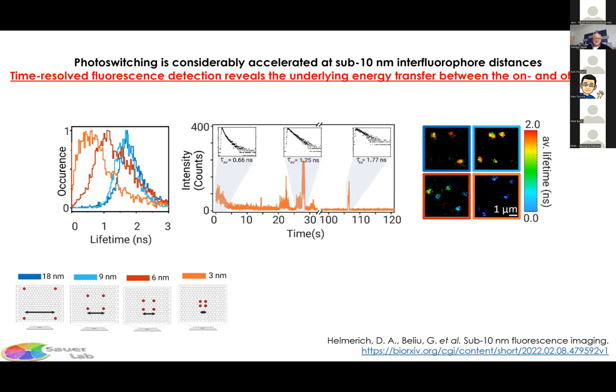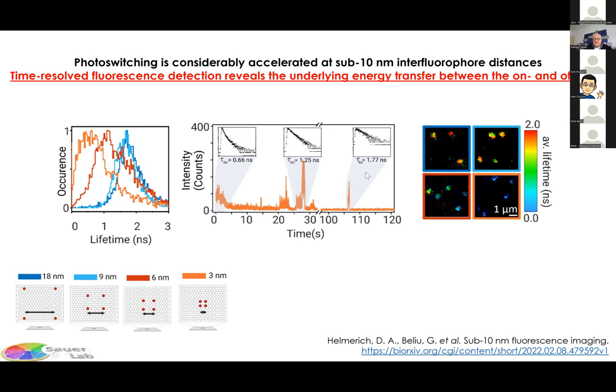Can we really demonstrate that this is energy transfer? So this should be reflected then in the lifetime of the donor. And these are the lifetimes of this DNA origami for 18 and 9 nanometer distance, for 6 nanometers, and for 3 nanometers. Color-coded on the right-hand side for film images of this DNA origami. And in the middle for a 3 nanometer origami where we recorded the trajectory, the intensity with time, and measured the fluorescence lifetime during the first few seconds, then here, and at the end.